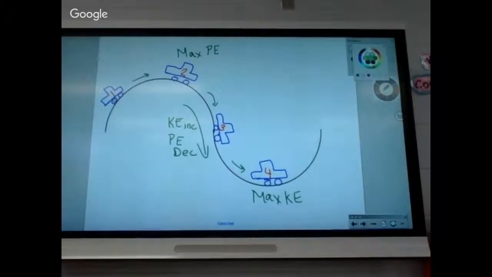I don't know what type of skateboard this is.